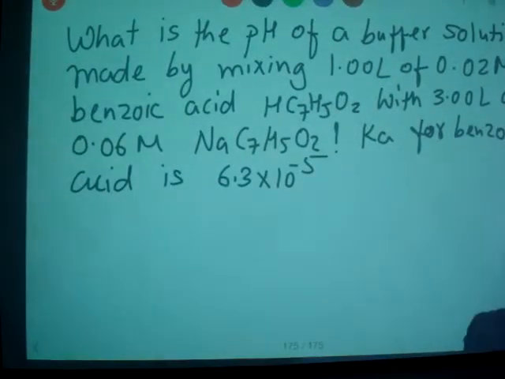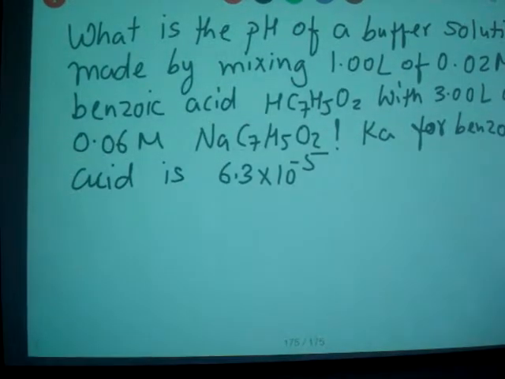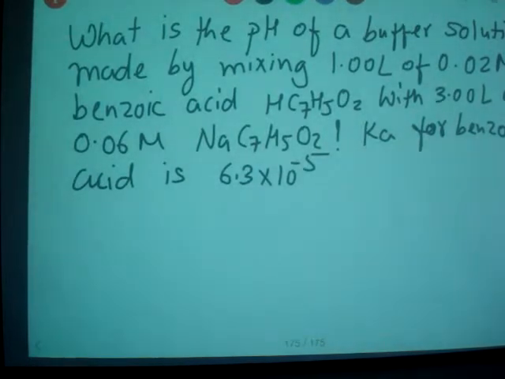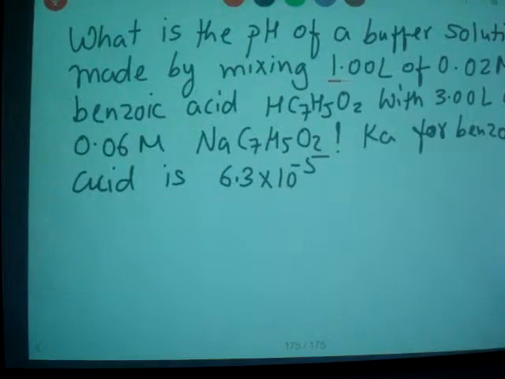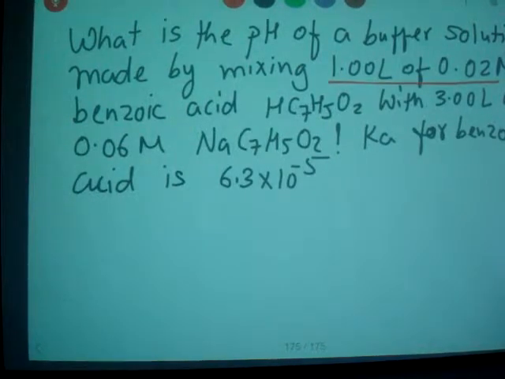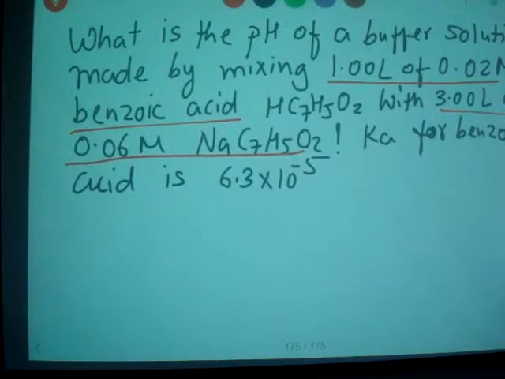Alright, so in this example, we need to find the pH of a buffered solution. You are mixing 1 liter of 0.02 molar benzoic acid and 3 liters of 0.06 molar sodium benzoate, and the Ka value is given. Now we need to write the equation first.